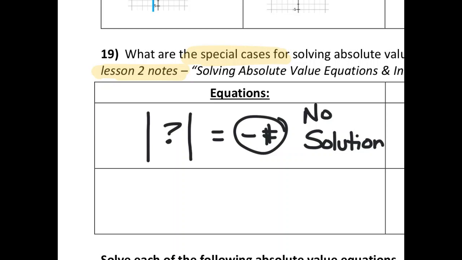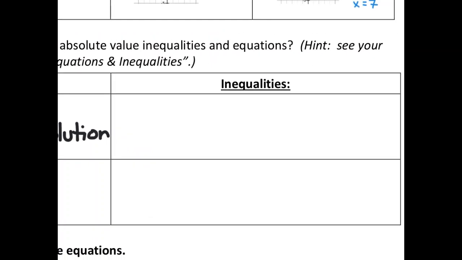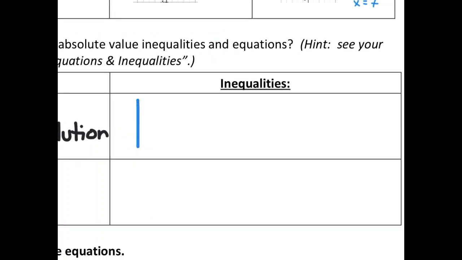I'm going to skip this empty box underneath that for a minute, because the next two things that I gave you were the special cases for inequalities. And first of all, any absolute value that is set greater than a negative number is going to be all real numbers.